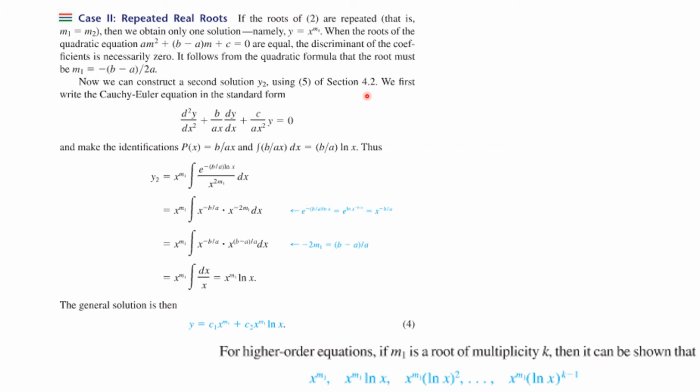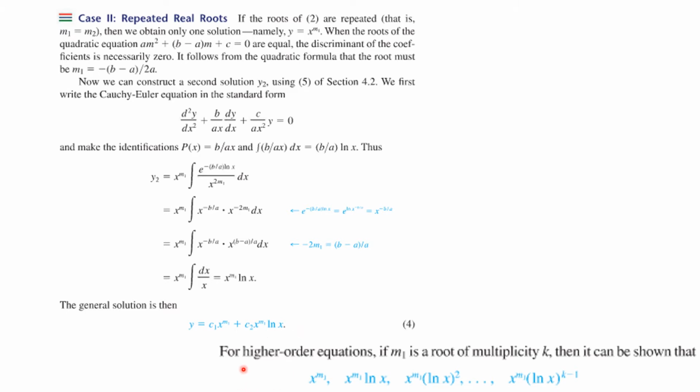So we're going to go through this process. This is worked out in your book, and we're going to find a second solution based on the first one. We use the equation that we have, and we find that the solution is going to be x to the m1, the root we started with, times ln x. So the general solution is y equals c1 x to the m1 plus c2 x to the same m1 times the ln of x.